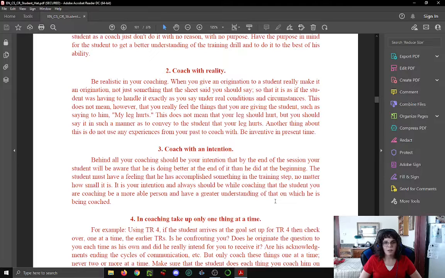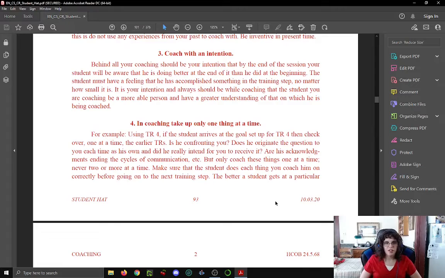This does not mean, however, that you really feel the things that you're giving the student, such as saying to him, "My leg hurts." This does not mean that your leg should hurt, but you should say it in such a manner as to convey to the student that your leg hurts. So, act. Another thing about this is do not use any experiences from your past to coach with. Be inventive in present time.